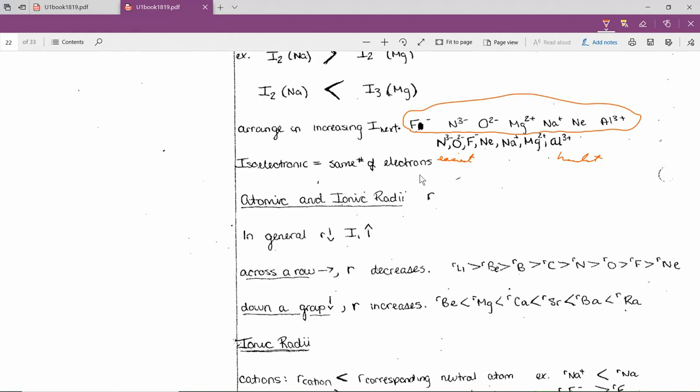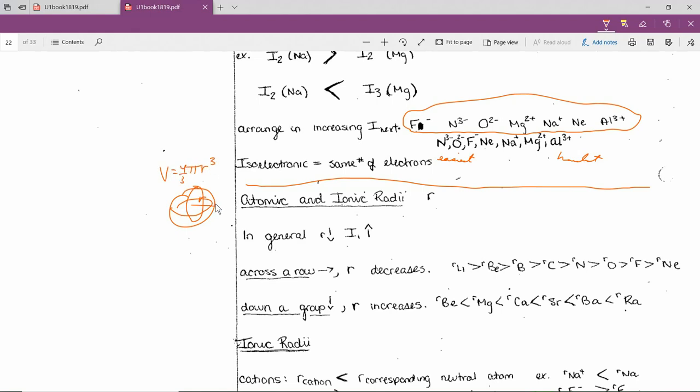So closely related to ionization energy is atomic and ionic radii. If we think of an atom as a sphere, then we can talk about the volume of the sphere. Here's my radius, volume. Some of you may have done this in math, 4/3 pi r cubed.